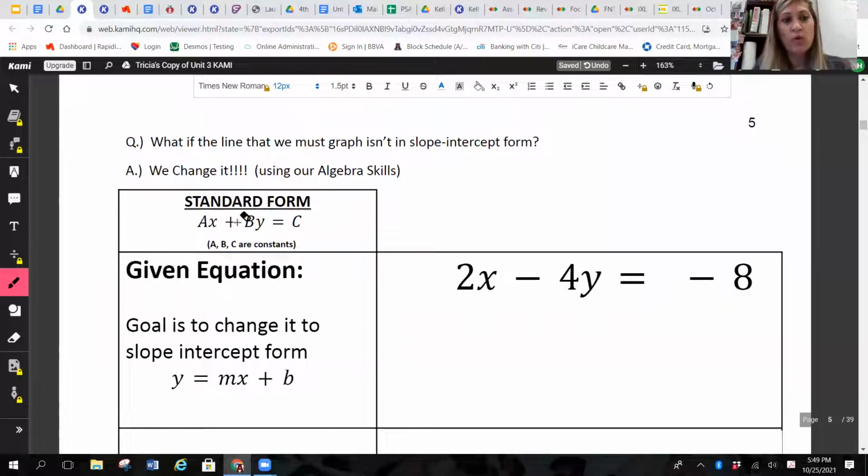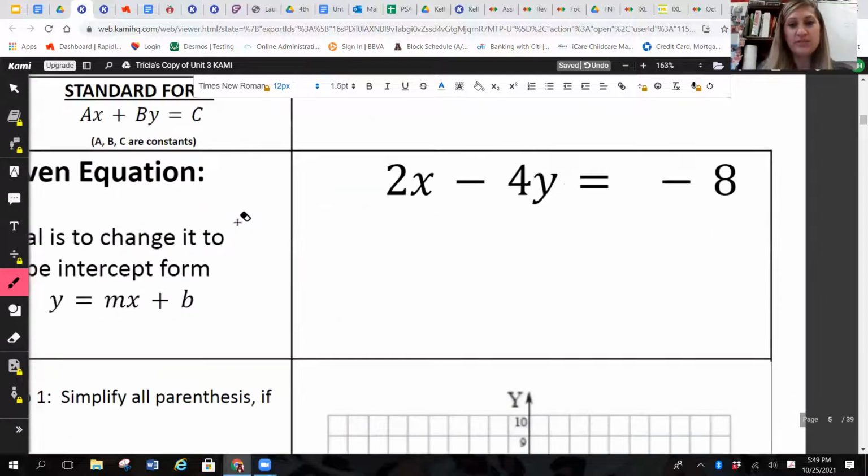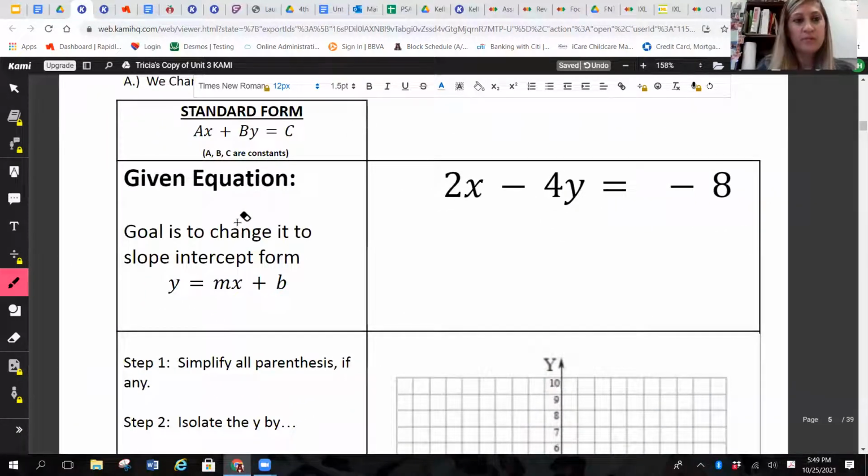Okay, so here's the question. What if the line that we must graph isn't in slope-intercept form? Remember, slope-intercept form is y equals mx plus b. Well, the answer says we just change it using our algebra skills. Notice this equation is in standard form. They reminded us what standard form is here.